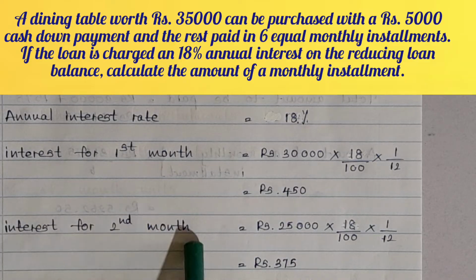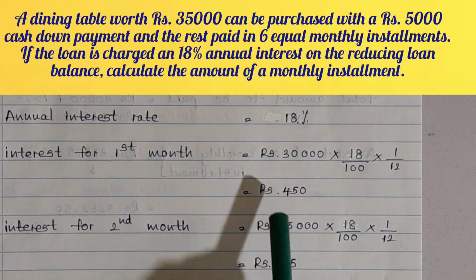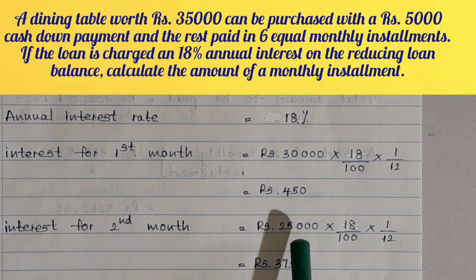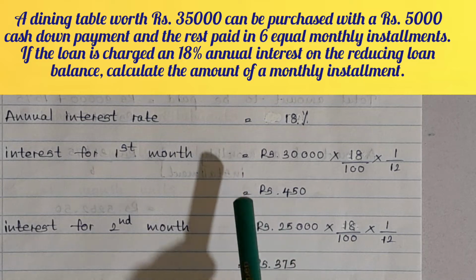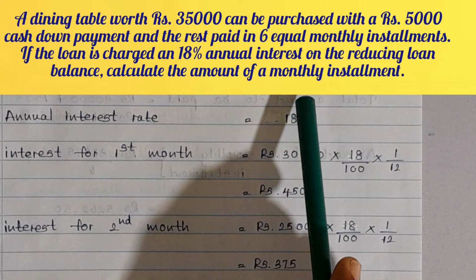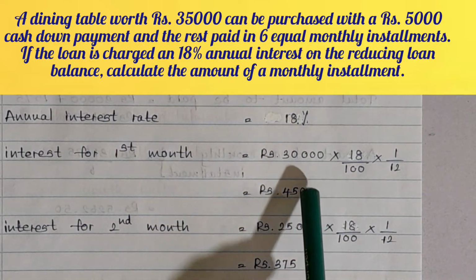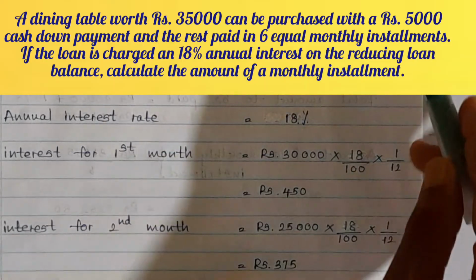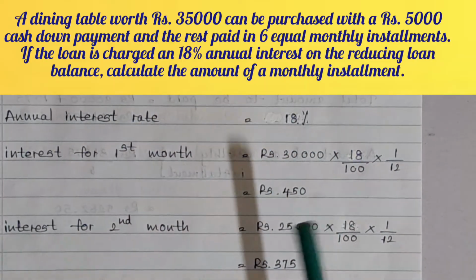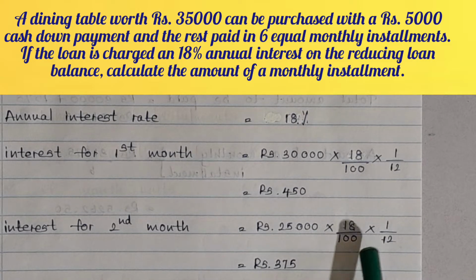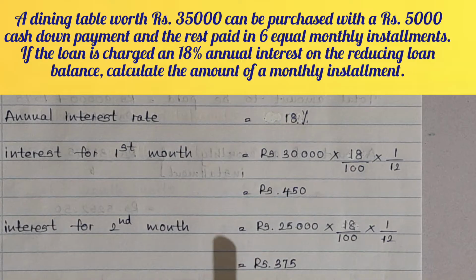Then interest for the second month can be calculated by, now the amount we have to pay becomes 25,000 rupees as 5,000 is paid for 1 month. So 5,000 should be subtracted from the outstanding balance here. Then 25,000 rupees multiplied by 18 over 100 multiplied by 1 over 12. Then the answer is 375. That is the interest for the second month.